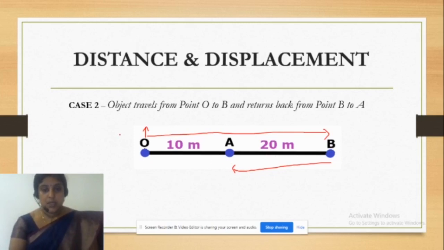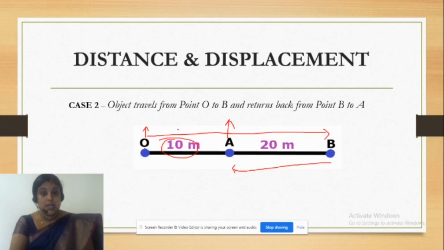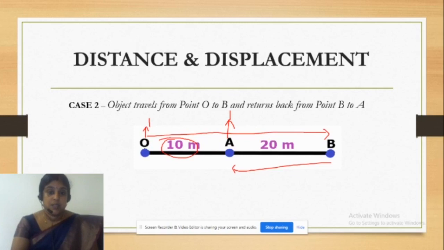Here the initial position is point O and the final position is point A. So what is the shortest distance, or displacement, of the object? It is 10 meters. Is that clear, students? Displacement is the shortest distance between the initial and final position, whereas distance is the actual total length of the path covered by the object.